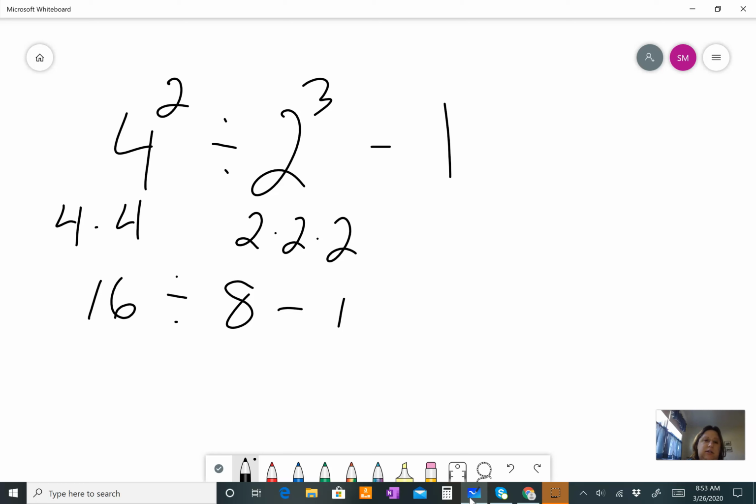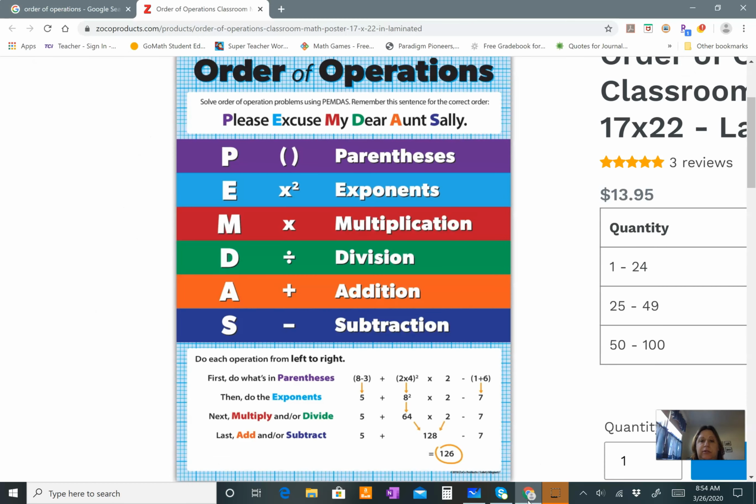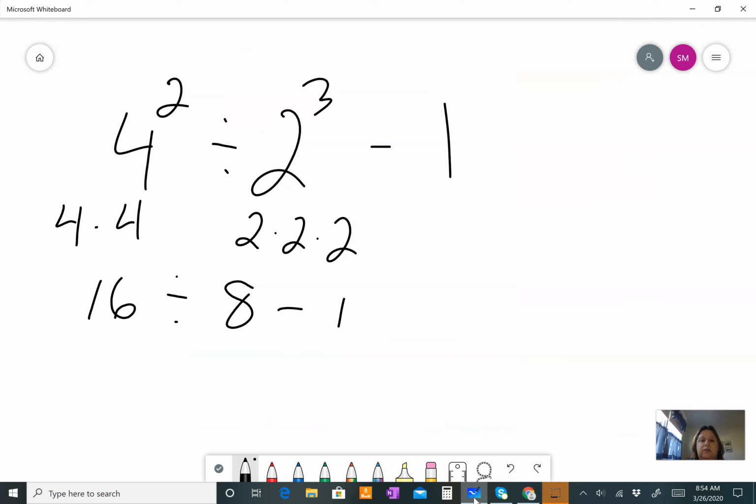Okay, so now I look and say, all right, what comes next? I did exponents. Remember my order of operations. Multiply and divide. So when I go back here, I don't have any multiplication, but I have division. 16 divided by 8 is 2. And then my minus 1 equals my final answer of 1. And I wrote my answer in red. So that would be the answer and how you do the process for number 3.